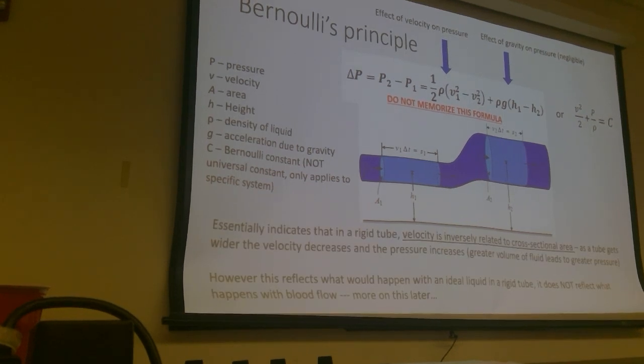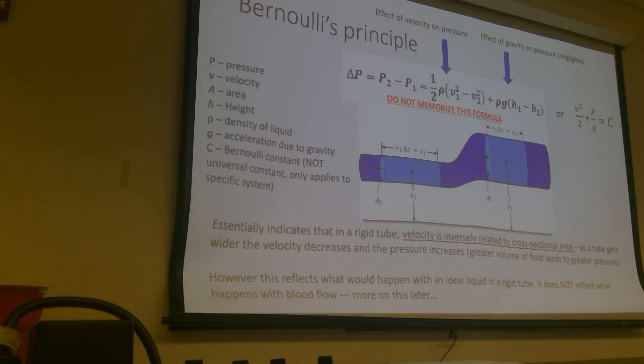On the right here is a simplified version of the formula. This little rho here is the density of the liquid. So we have velocity, pressure, density, and something called the Bernoulli constant. This is not a universal constant. It applies to the specific system, so you would have to calculate it for whatever system we're looking at.